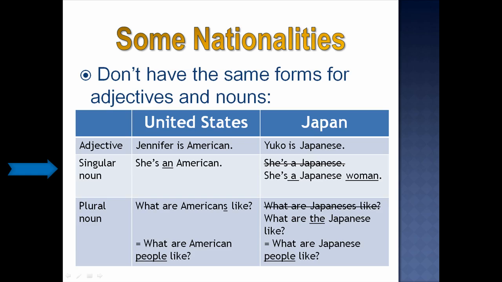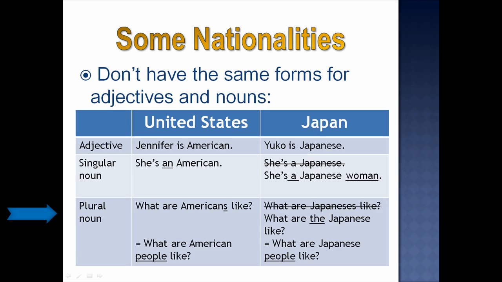Can I do this with Japanese? No. It is not correct to say she's a Japanese. I have to use the adjective plus another noun. She's a Japanese woman, or simply she's Japanese.